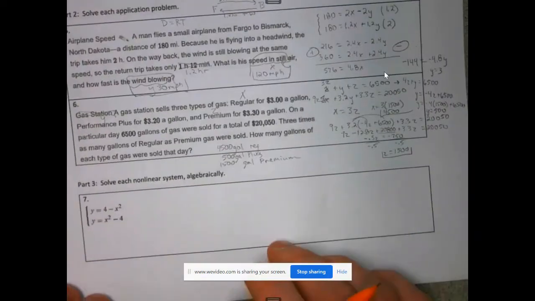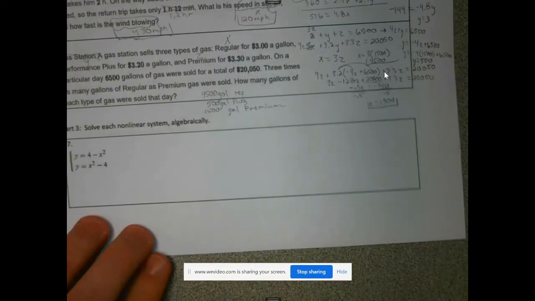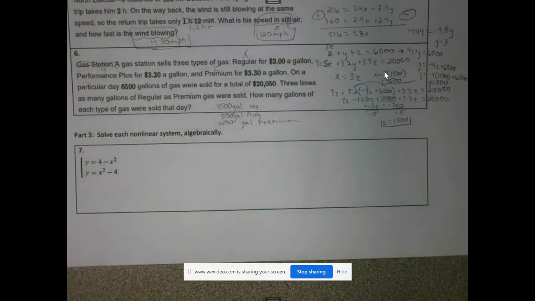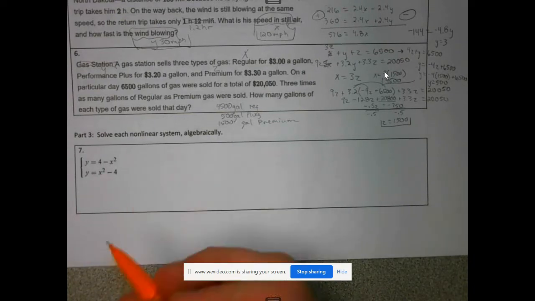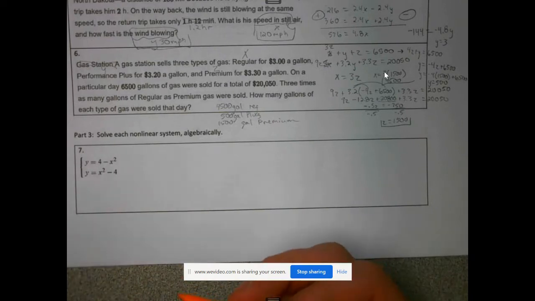All right, let's look at number 7 here. These are non-linear systems, and they want us to solve them algebraically. So again, substitution or elimination. One key thing to remember is that when you substitute, you want to make sure that one of your x's and y's goes away.